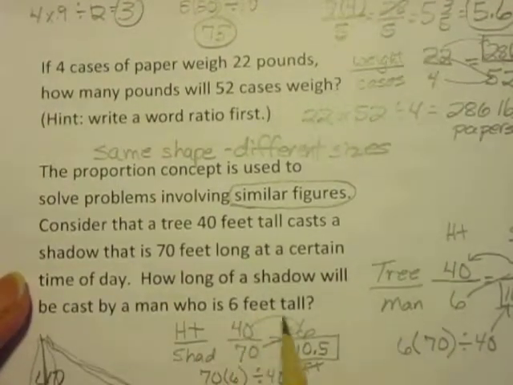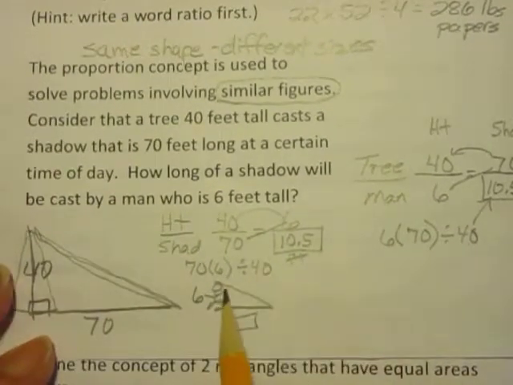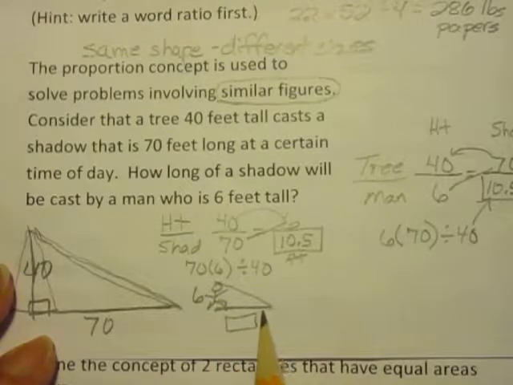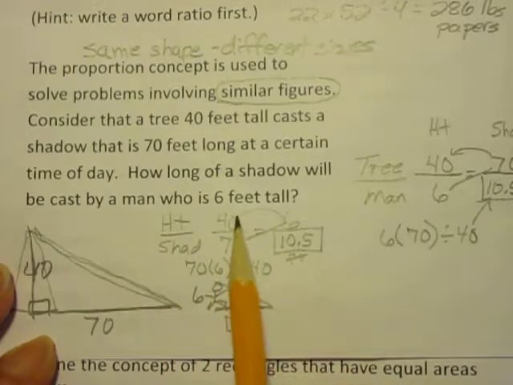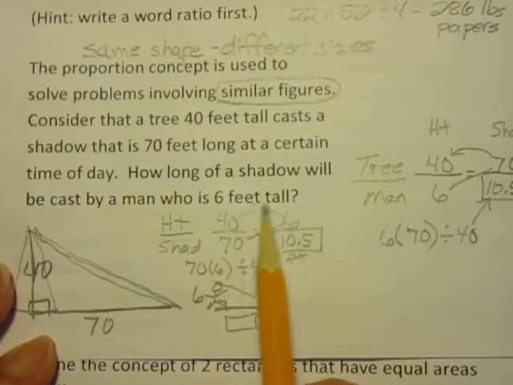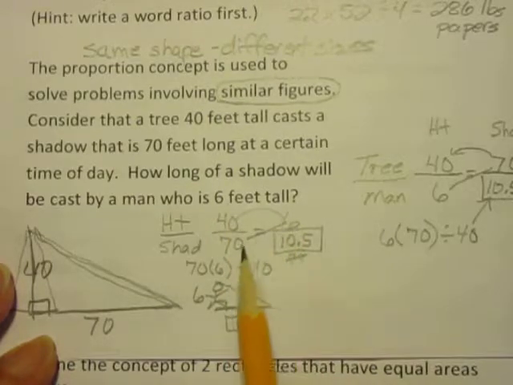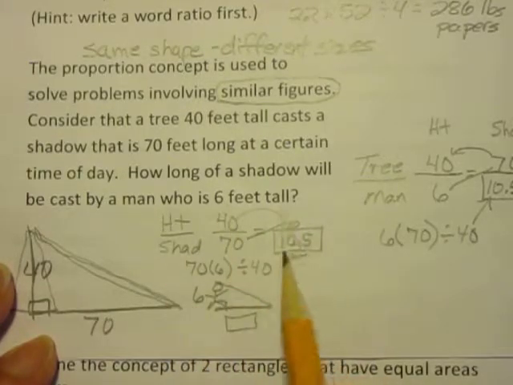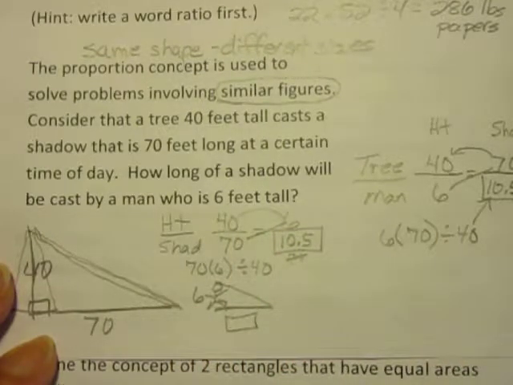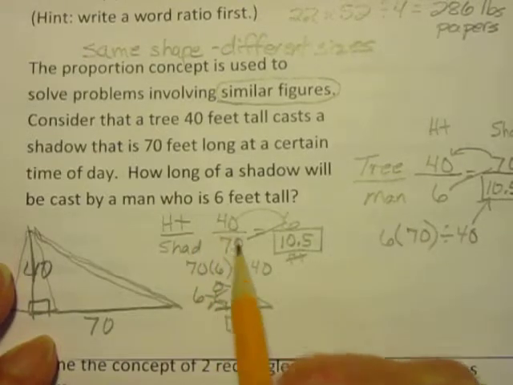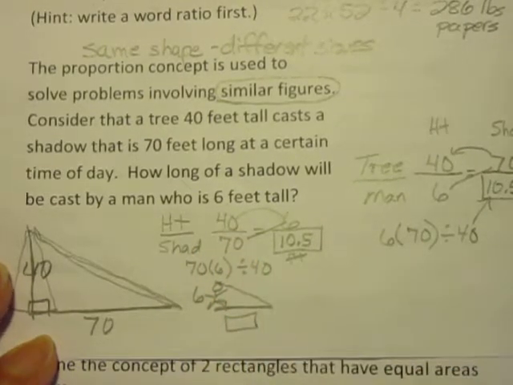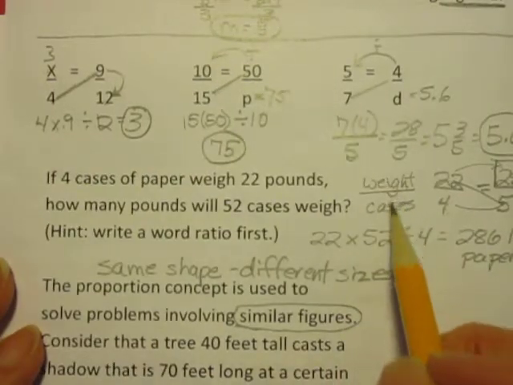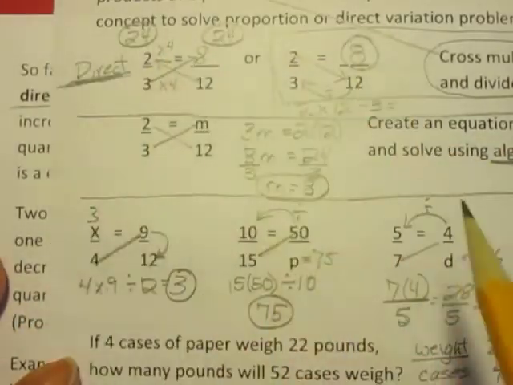We did another problem where we were looking at similar figures, where we're looking at the height of a tree and its shadow compared to a man who is 6 feet tall and his shadow. When we set up our ratios here, comparing height to shadow, we could see that the height from the tree to the man decreased from 40 to 6, and the shadow also decreased from 70 to 10.5. In this case, we had both variables decreasing. In the other case, we had both variables increasing. So each of these are direct relationships.